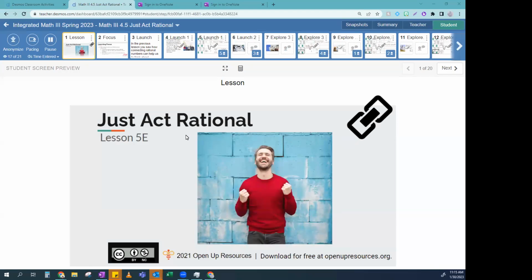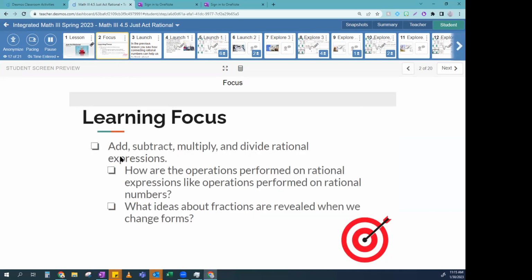All right, so welcome back. We are going to go over some more rational stuff. This lesson is called Just Act Rational. So by the end of today, you'll be able to add, subtract, multiply, and divide rational expressions. Okay. Say what, Ms. Johnson? We're going to add, subtract, multiply, and divide rational expressions.